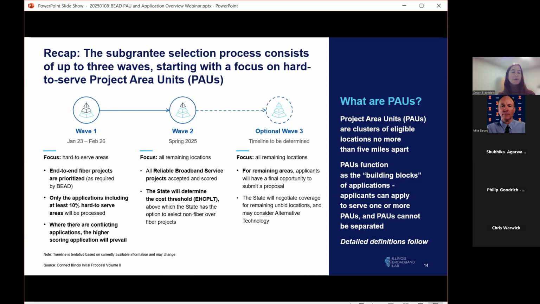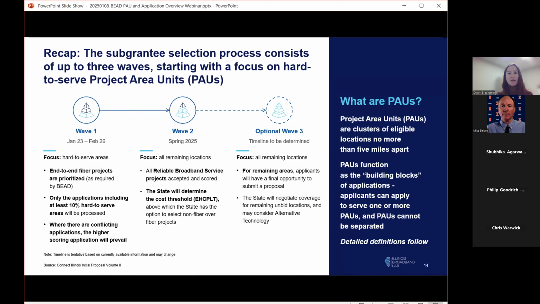During wave 2, the state will also determine an extremely high cost per location threshold. And this is the threshold above which the state has the option to select non-fiber projects over fiber projects. In that case, the preliminarily selected fiber project has the option to reduce their requested BEAD subsidy, or change their technology. And if they opt to not do that, the state may explore other technology options for that project, or may decide, you know what, it's worth it. This is a really challenging area to serve. We're going to stick with this preliminarily awarded fiber project.